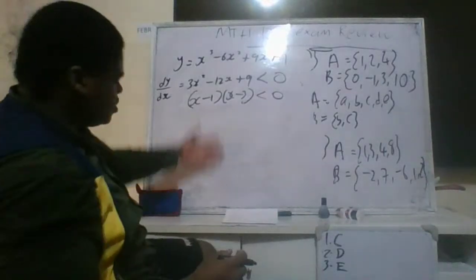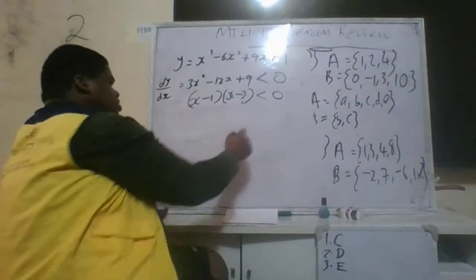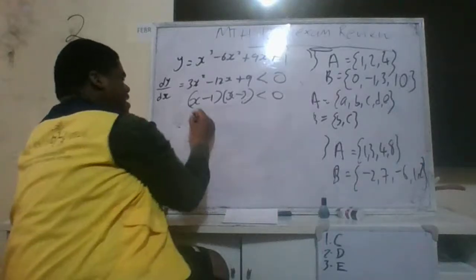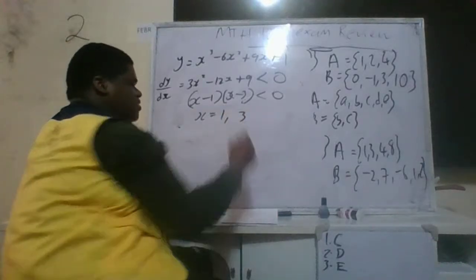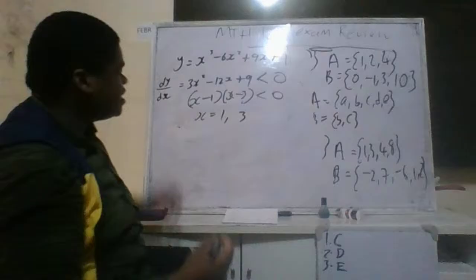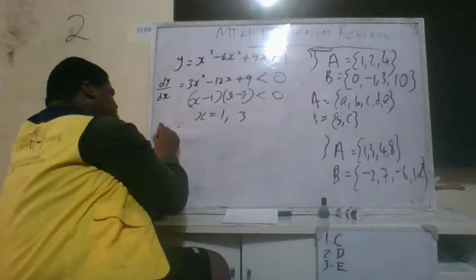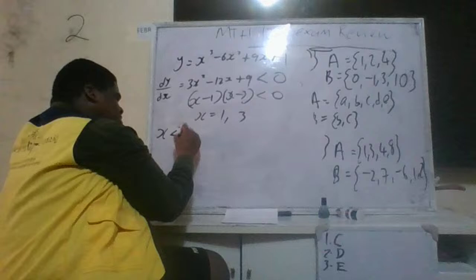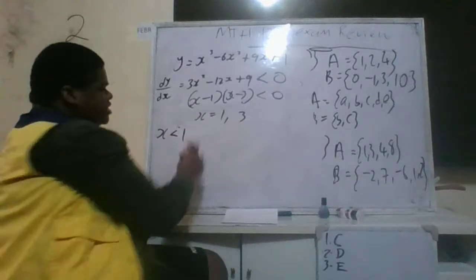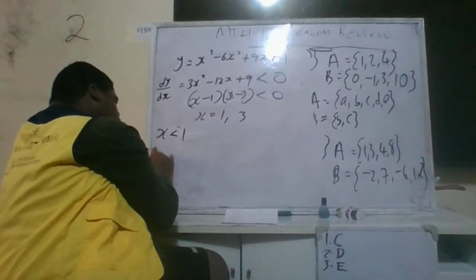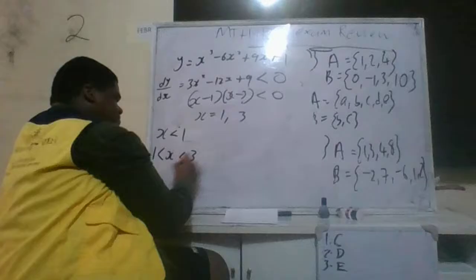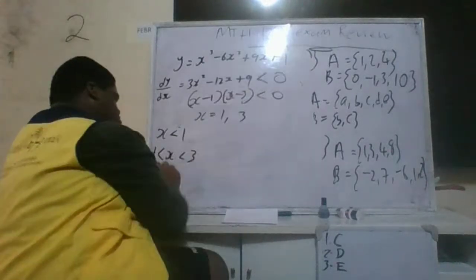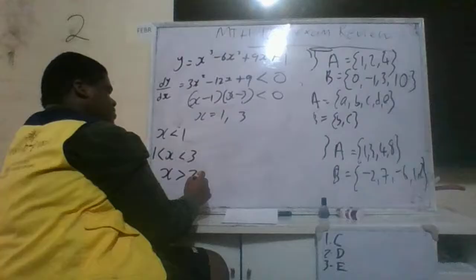So now we have x minus 1 times x minus 3. That means x is equal to 1 and 3. What's the lesser one? The lesser one is x equals 1. So the first interval that we have is x less than 1. The next interval is 1 is less than x is less than 3, that is 1 to 3. The last interval we have is 3 to infinity, so that is x greater than 3.